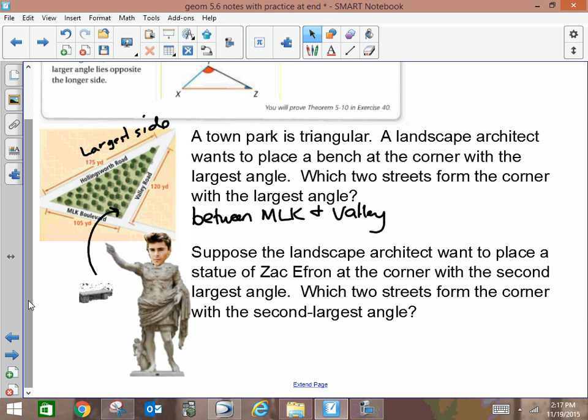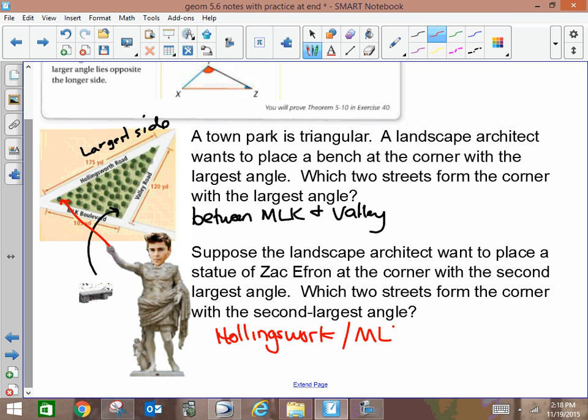Very good. So Zach is going, oh look, he's just pointing. He said, I'm going to go there. You guessed? You did not. Well, it looked bigger. Yes, and sometimes you can tell that, but there's got to be a reason. Again, largest angle, largest side, across from. That's that word opposite that keeps coming up. So this is at Hollingsworth and MLK. Second largest side right there.